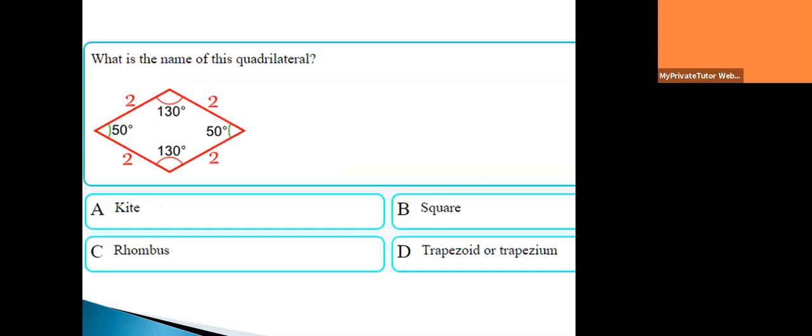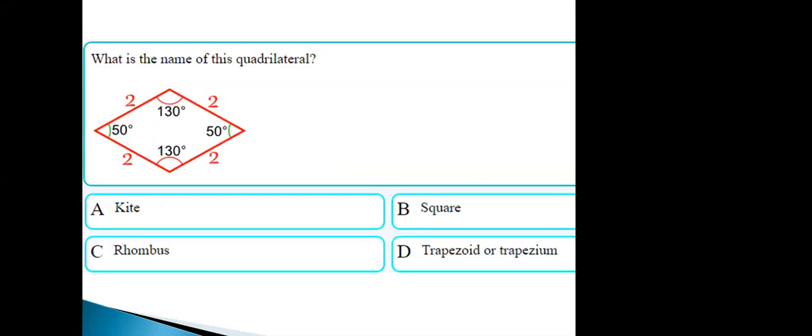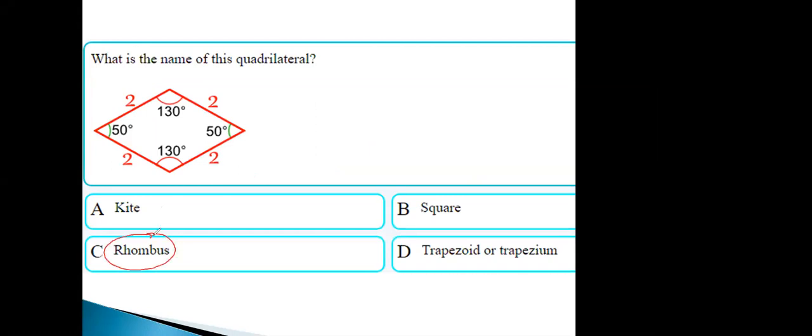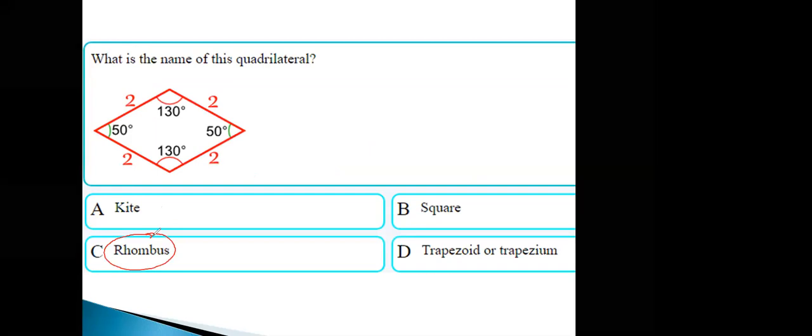What is the name of this quadrilateral, guys? Rhombus. That's excellent. And you can see that the opposite angles are equal: 130, 130, and 50 and 50. That's a good start.